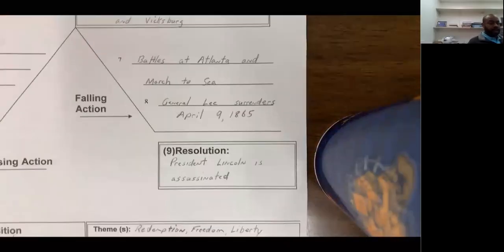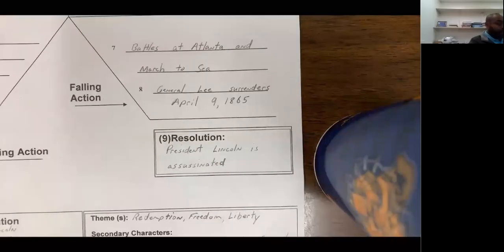The resolution of this, guys, finally, just a few days later, is the assassination, the killing of Abraham Lincoln by the actor John Wilkes Booth at Ford's Theatre in DC. As we explained yesterday, April 12th, 1865, just a few days later. Well, I should say April 14th. And that was Good Friday.